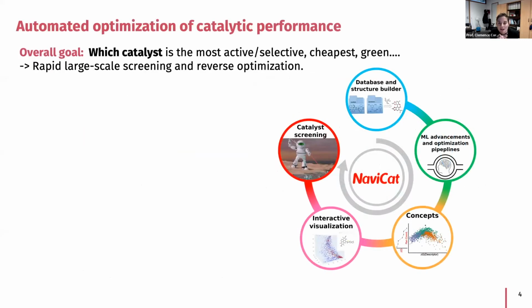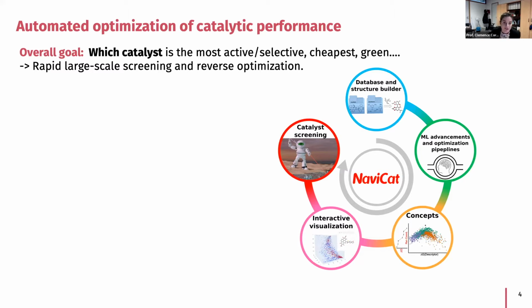That's contained in this framework that we call NaviCat, which contains several bubbles that you see here that are quite important because they target different aspects. Still, if you put all these things together, the overall goal is to be able to tell experimentally which catalyst is the most active or the most selective or the cheapest or the most abundant, and to do that with either a quite rapid large-scale screening or a reverse optimization, and I will come back to that later.